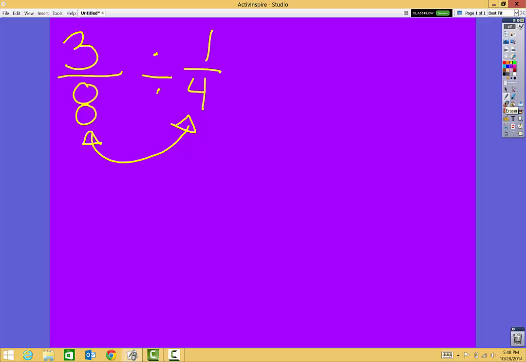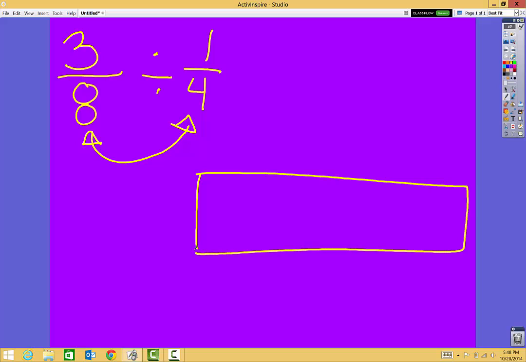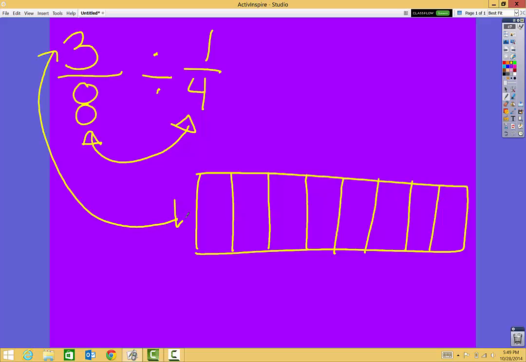My first step, as always, is I draw a model of that first fraction. So I have 3/8, so I'm going to break it up into 8 equal pieces. 3, 4, 5, 6, 7, and 8. And I'm going to check just to make sure. 1, 2, 3, 4, 5, 6, 7, 8. My numerator, that tells me how many pieces I have. So I'm going to shade in 3 pieces because that's how much I have.